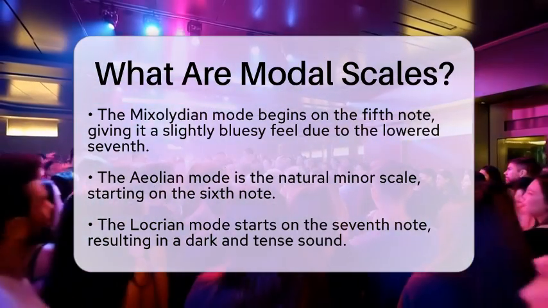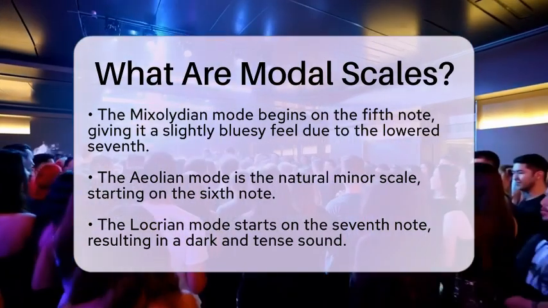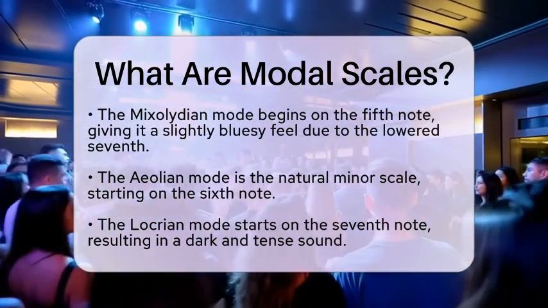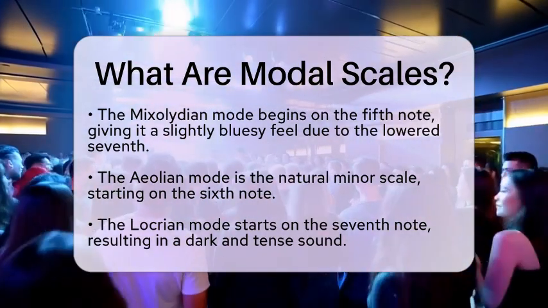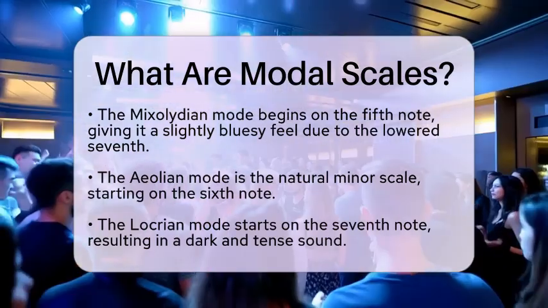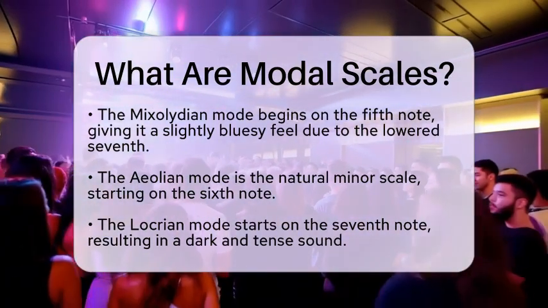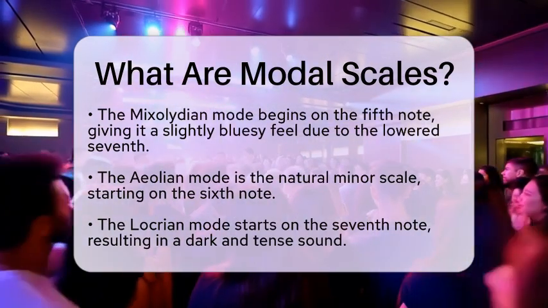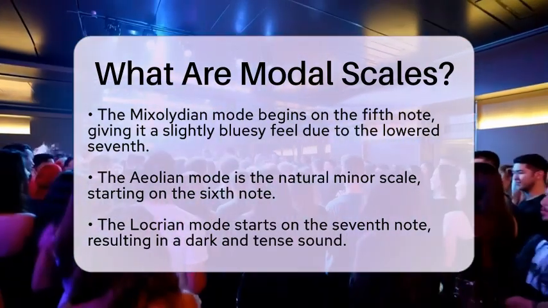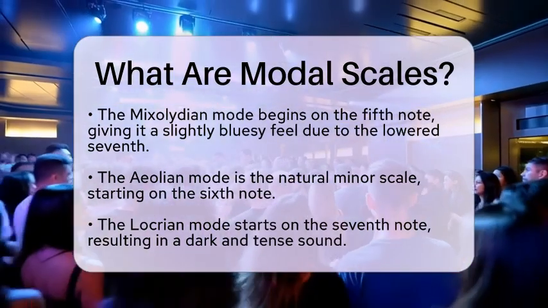The Aeolian mode is the natural minor scale, starting on the 6th note of the major scale. For C major, it is A, B, C, D, E, F, G, A. Lastly, we have the Locrian mode, which starts on the 7th note of the major scale. For C major, it is B, C, D, E, F, G, A, B. The Locrian mode has a dark and tense sound.